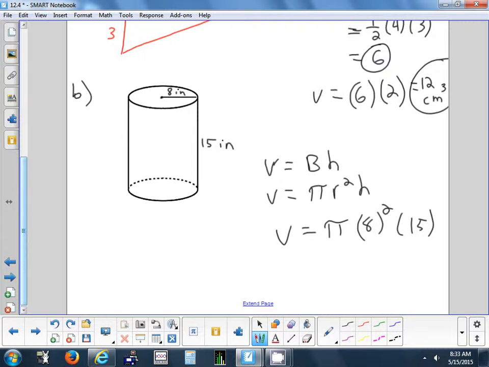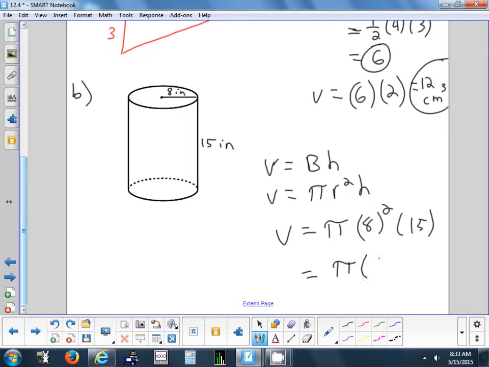Another thing they could do to you would be something like draw a line all the way across, give you the diameter. Remember, the formula needs the radius, not the diameter. So there's all kinds of little things they could do to trip you up a little bit.